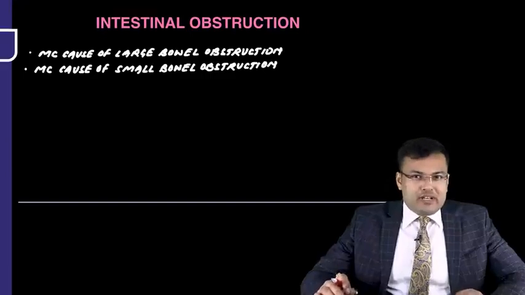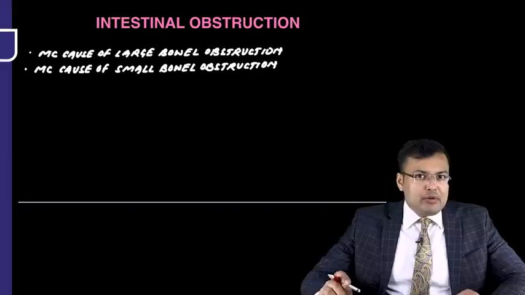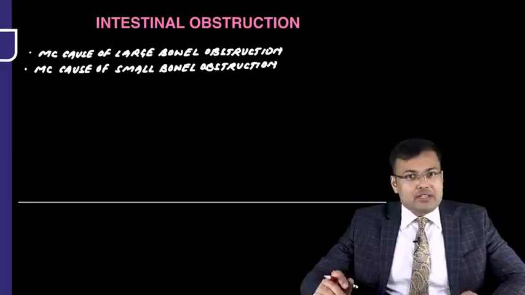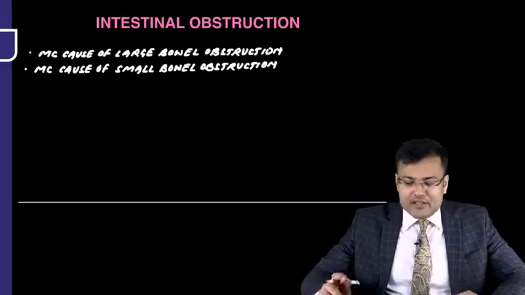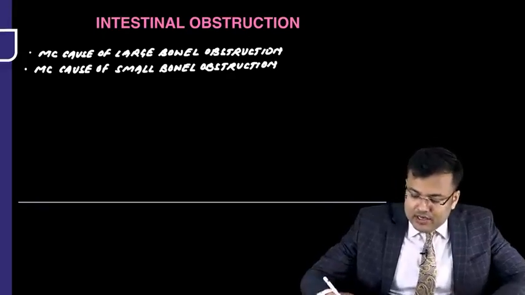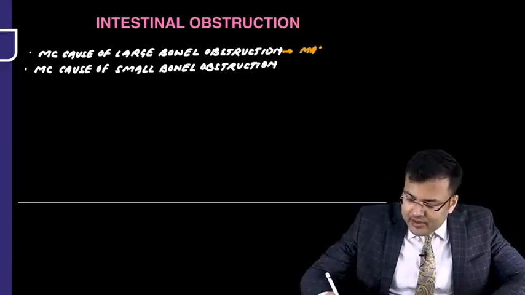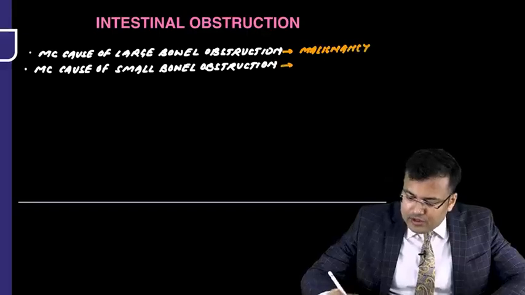Now we are going to start intestinal obstruction. So first, what is the most common cause of large bowel obstruction? The most common cause is malignancy. Most common cause of small bowel obstruction, that is adhesions.